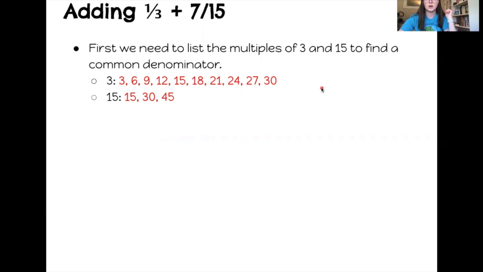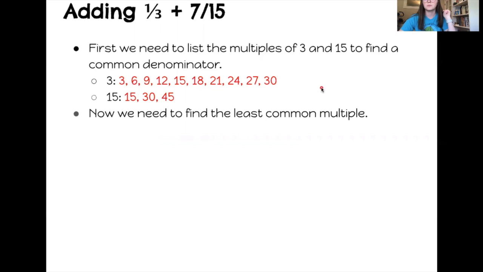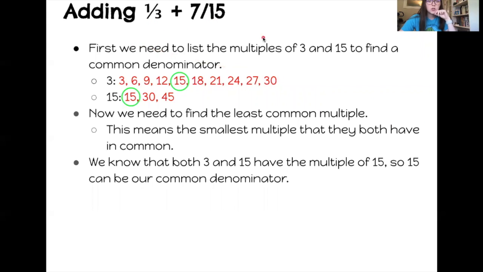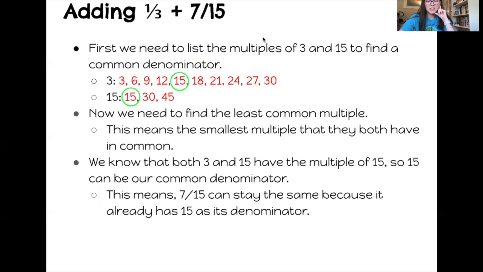All right, now, if you didn't list these already, I want you to look at the screen and find the first multiple they have in common. All right, did you find it? Did you find 15? That is the least common multiple, which is the denominator we are going to be looking for to make equivalent fractions here. So we know now that both 3 and 15 have a multiple of 15, so that's going to be our denominator. So that means that 7/15, we don't have to do anything to it.